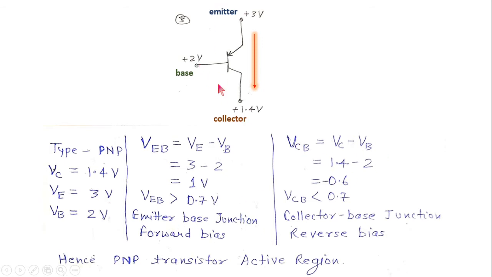Again for the collector base junction, VCB, VC minus VB. VC is equal to 1.4, VB is equal to 2. So minus 0.6, VCB is less than 0.7. It means this collector base junction is in reverse bias. We already saw in the previous problem, if the emitter base junction is in forward bias and collector base junction is in reverse bias, our transistor operates in active region. If both junctions are in forward bias, our transistor operates in saturation region.